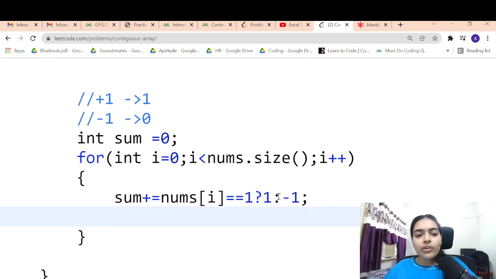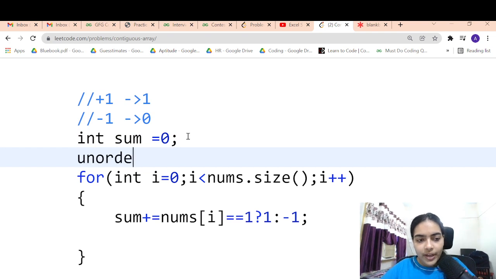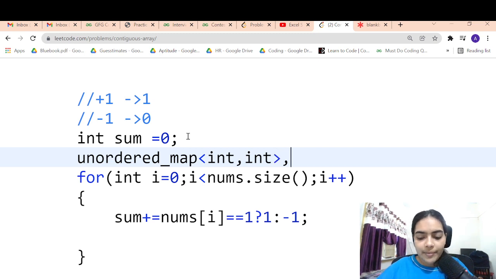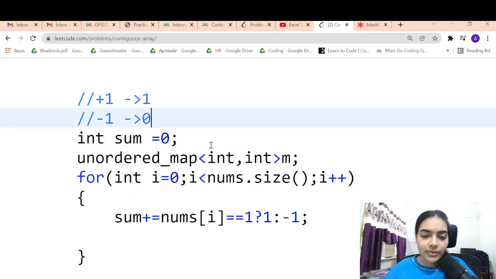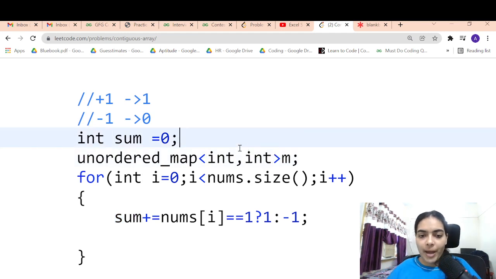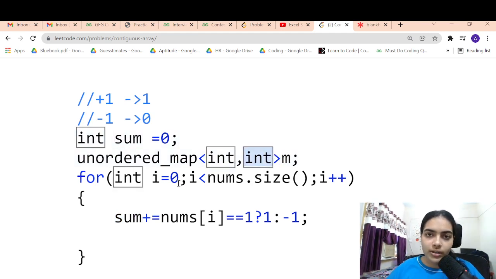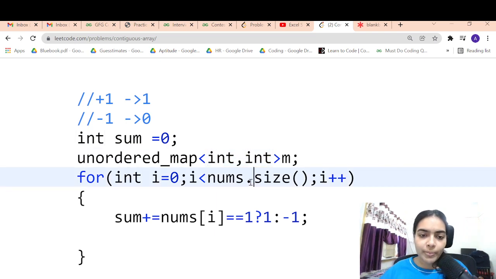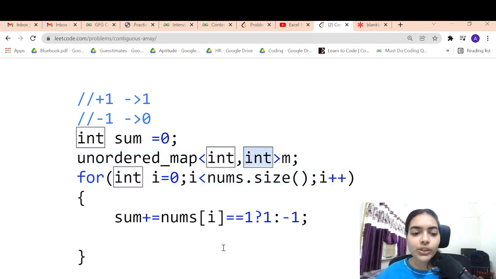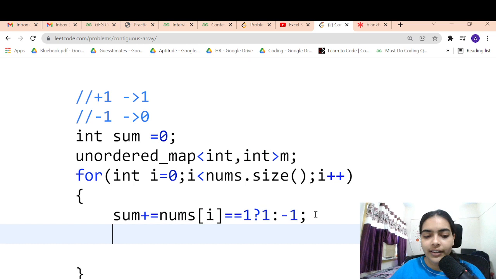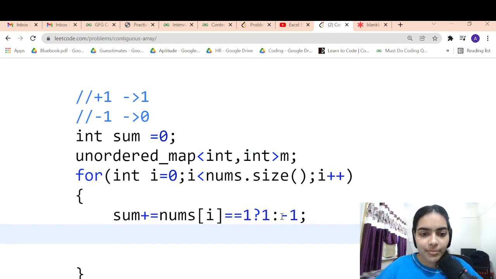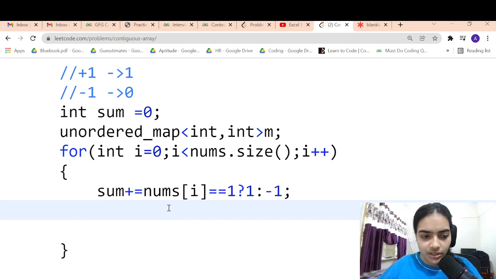Okay, so now this is it. Now I also need to keep a map. I have to see if I have ever seen a sum before. So unordered_map<int, int> m. The key in the map will store the value of the sum, and the value, the second part of the key-value pair, will be the index at which that particular sum occurred in the leftmost place, because we want to find the maximum segment length. So we will take the leftmost place.